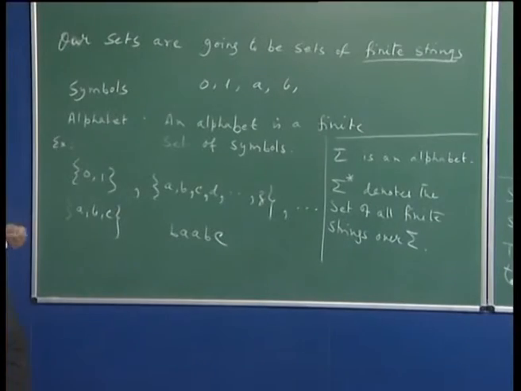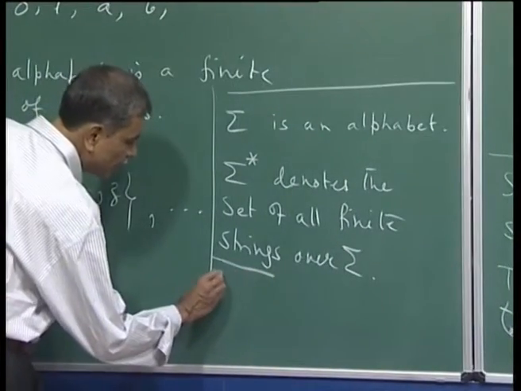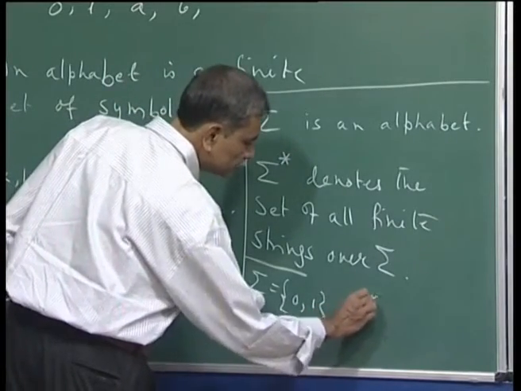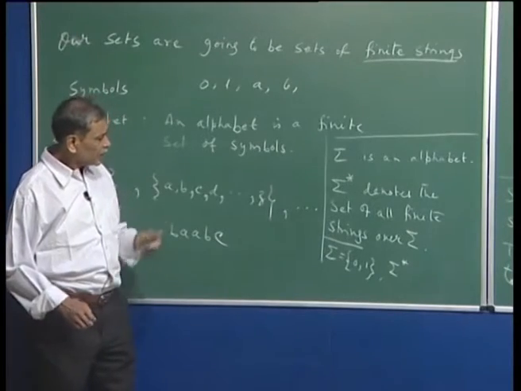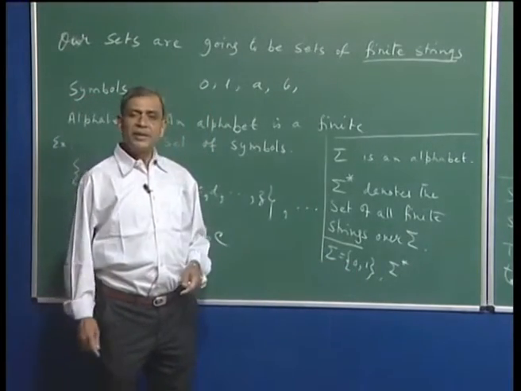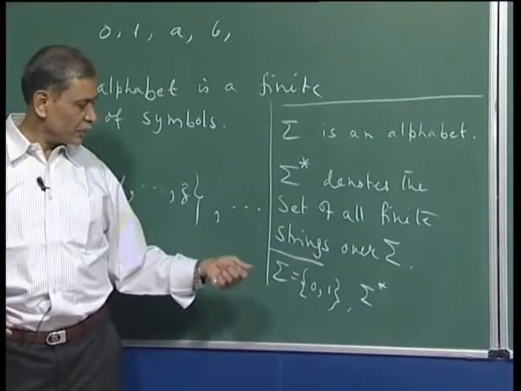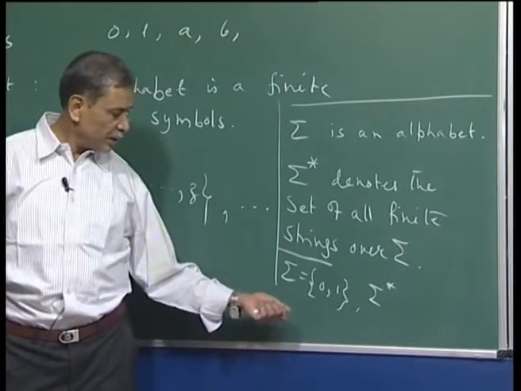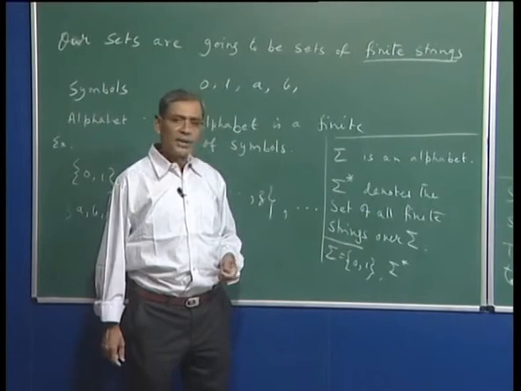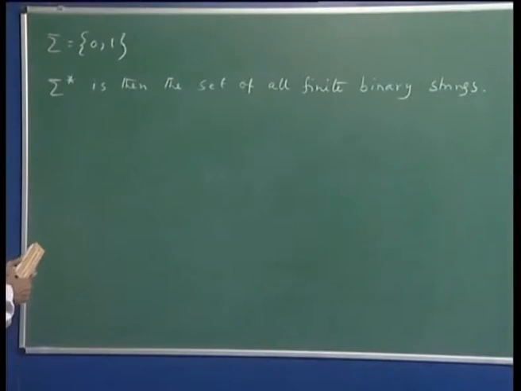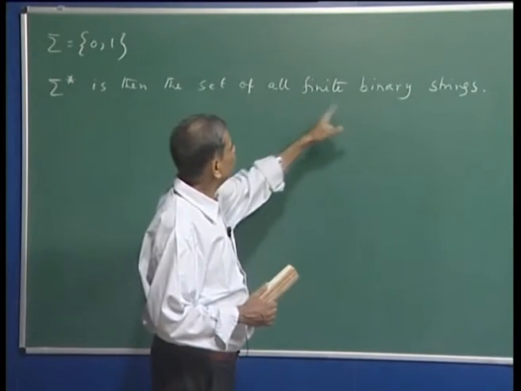Now, supposing my sigma is 0, 1, suppose as example I take sigma is 0, 1, then what is sigma star? It's not difficult to see. So, what are the strings over this alphabet? They are going to be binary strings. And we said sigma star denotes the set of all finite strings over sigma, and this is the binary alphabet. So, therefore, sigma star in this case is going to be the set of all finite binary strings, right.